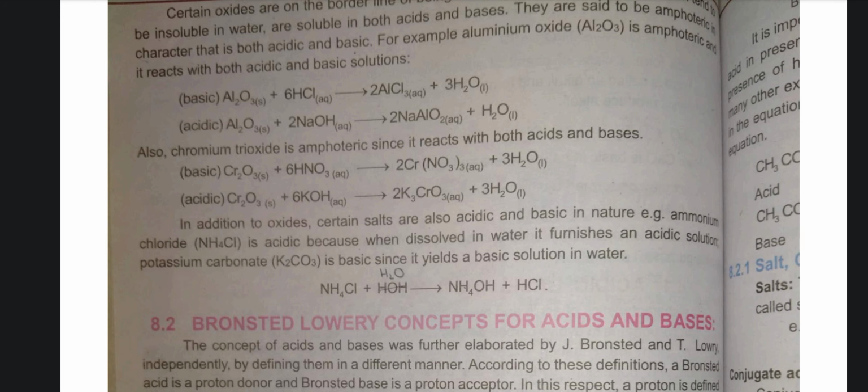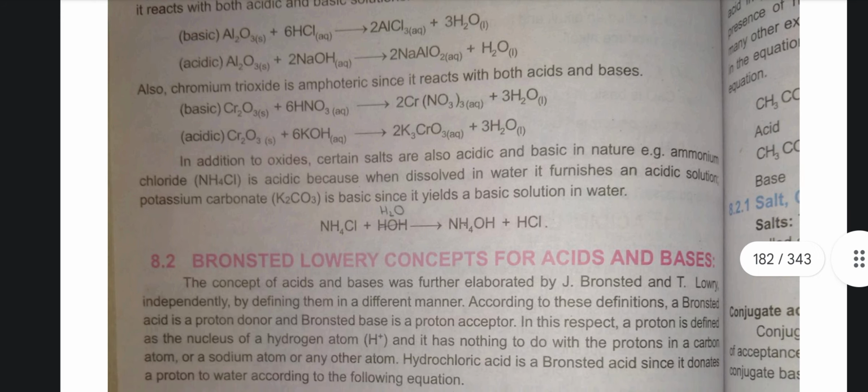2K3CrO3 plus 3H2O. In addition to oxides, certain salts are also acidic and basic in nature. For example, ammonium chloride is acidic because when dissolved in water it furnishes an acidic solution, and potassium carbonate is basic since it yields a basic solution in water. NH4Cl plus H2O gives us NH4OH plus HCl.